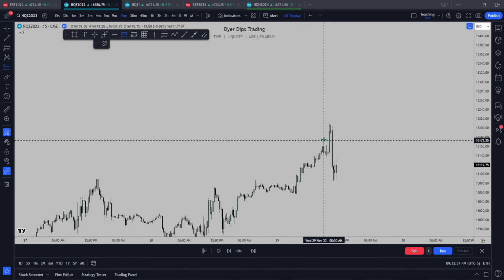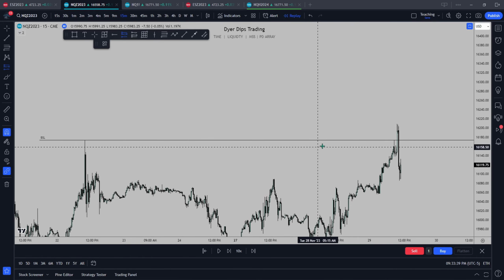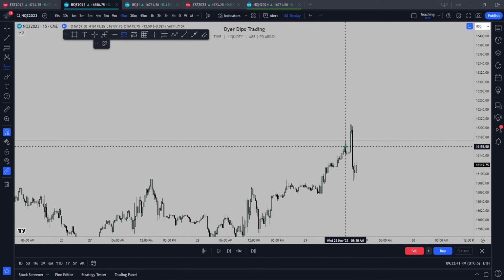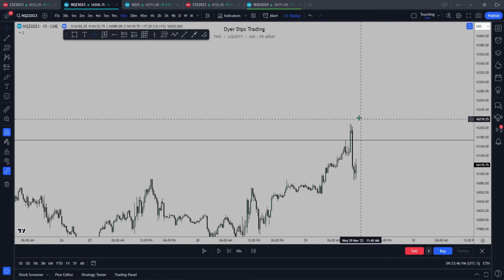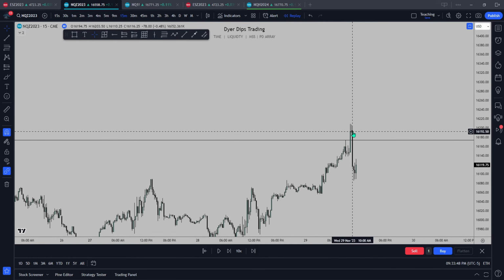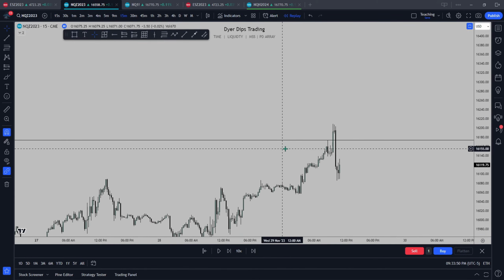And everybody that saw this wick right here and thought this is going to be a resistance area or a supply zone would have gotten short here, had their stop loss above this high and been stopped out as well. So everybody that had buy stops here was liquidated. That's why it's called buy side liquidity.